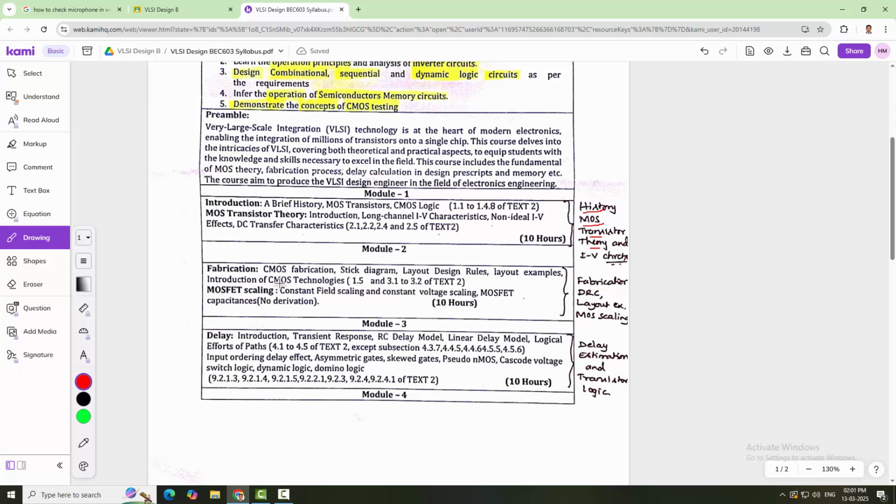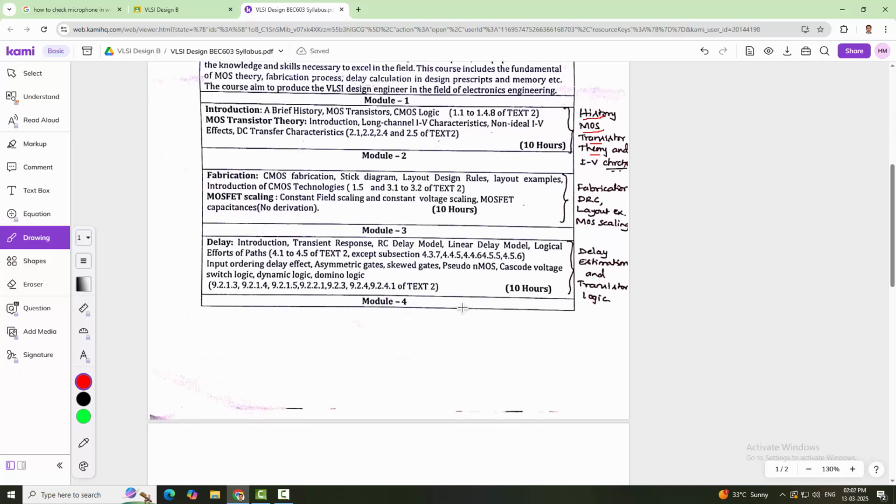In MOSFET scaling, we mainly discuss two types of scaling: constant field scaling, which is called CF scaling, and constant voltage scaling, which is also called CV scaling. So these are the two types of scaling effects we'll discuss. And also further we extend this chapter to the MOSFET capacitances without any derivations. Once again, the time reserved for this is going to be 10 hours.